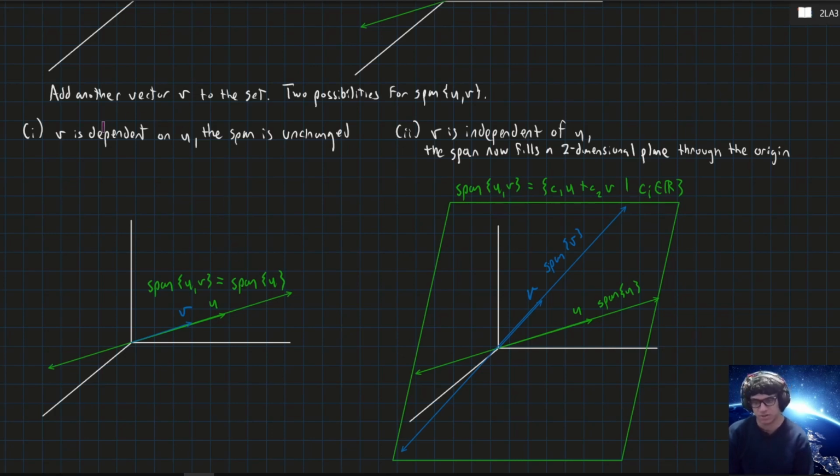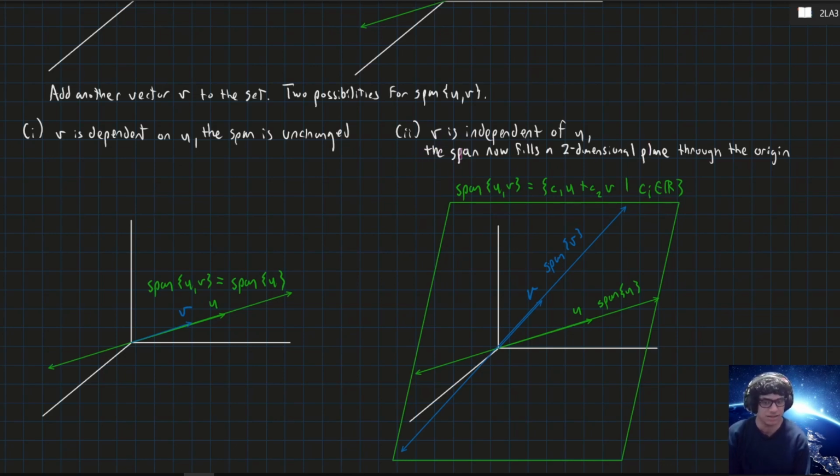Since it's dependent on u, when we take all linear combinations of both of them, we'll just get back the same line. In this situation, v isn't giving us any new vectors when we take the span. So that's disappointing. It's still a one-dimensional span. The other possibility, when we add v to the set, is that v is independent of u. This is the good situation.